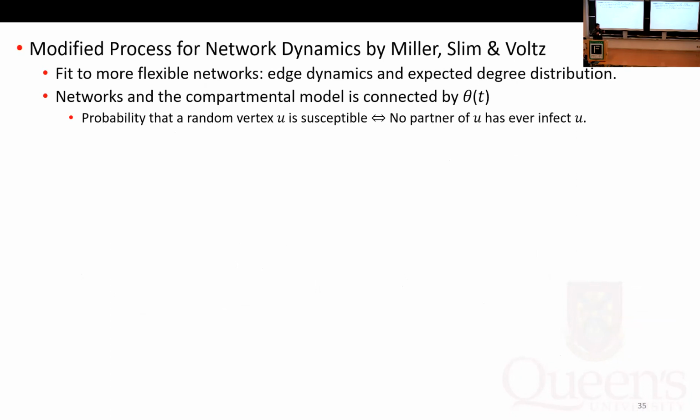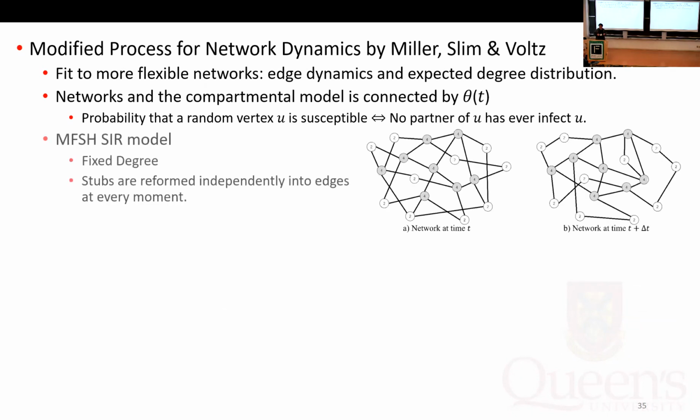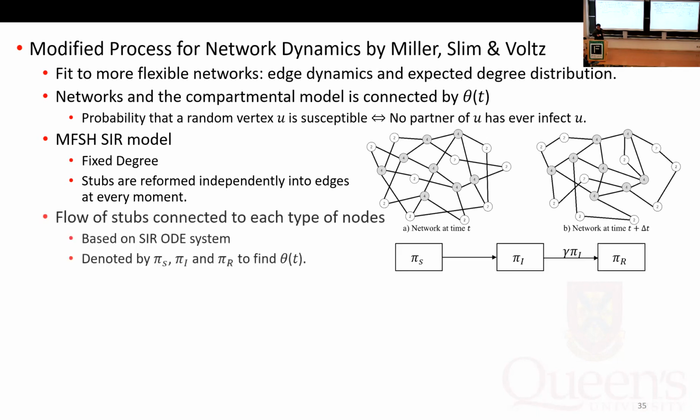Another modification is called the modified process. It's for working with changing networks, where the edges and the degrees even change with time. One of the examples is the MFSH model here, where the degree is not going to change, but the edges will reform at any time.